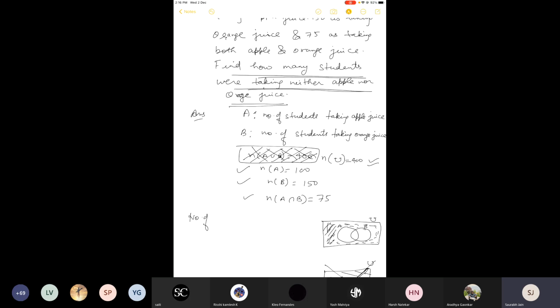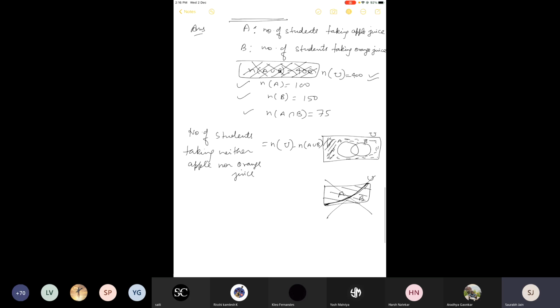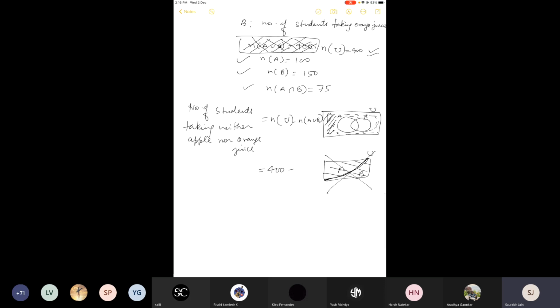Number of students taking neither apple nor orange juice, because you should have understood this Venn diagram also. From the diagram itself, it is clear that you have to find this value: N of U minus N of A union B. NU is given. NU is 400. Now you have to find N of A union B, and that you will find with the help of that formula.